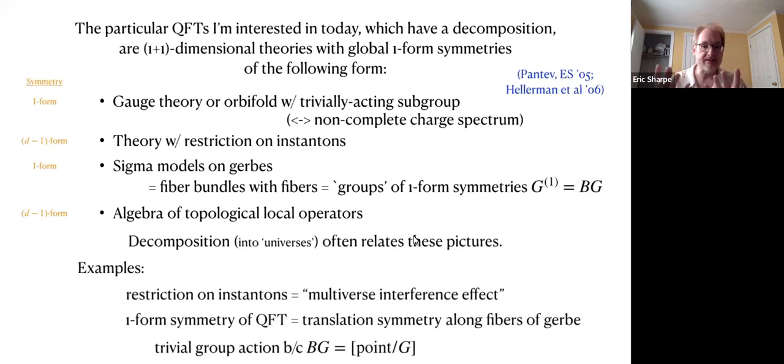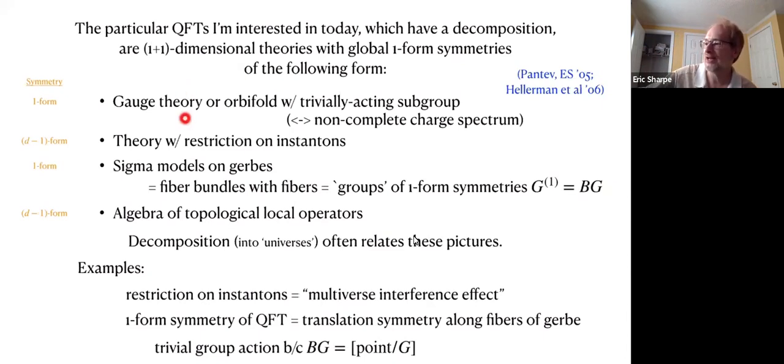Decomposition will often relate these different pictures. For example, we're going to see that this restriction on instantons will arise as an interference effect between the different universes appearing in the decomposition. The one-form symmetry also has a natural description in this language, in terms of a translation symmetry. If I have a sigma model whose target space is a fiber bundle, then I expect that sigma model to have a global symmetry corresponding to translations along the fibers of the bundle. In this case, if I have a well-defined sigma model on a gerbe, a principal bundle of fibers like this, then I should expect a one-form symmetry to be present, and that's part of how this works.